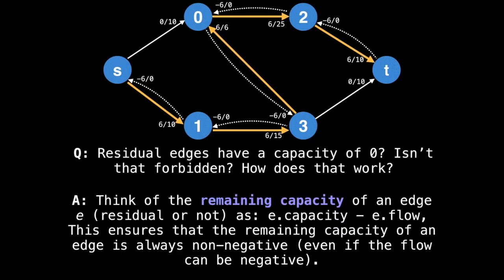So here's the thing. With this method of augmenting the flow, you have to think of the remaining capacity of an edge E, residual or not, as the difference between the capacity and the flow of that edge. That is, the difference between the capacity and the flow is the true remaining capacity for that edge. This ensures that the remaining capacity of an edge is always non-negative, even if the flow can be negative. For example, in the residual edges we have right now, 0 minus negative 6 is 6. So we know that all our residual edges actually have a remaining capacity of 6.